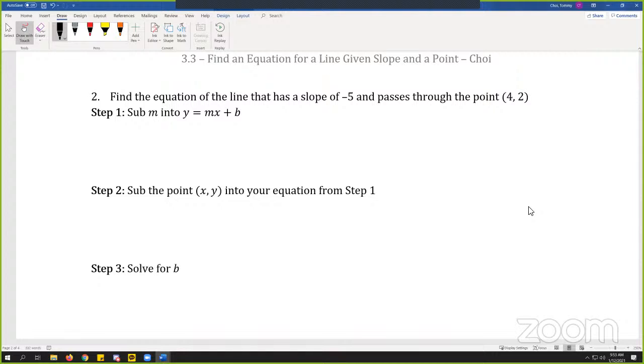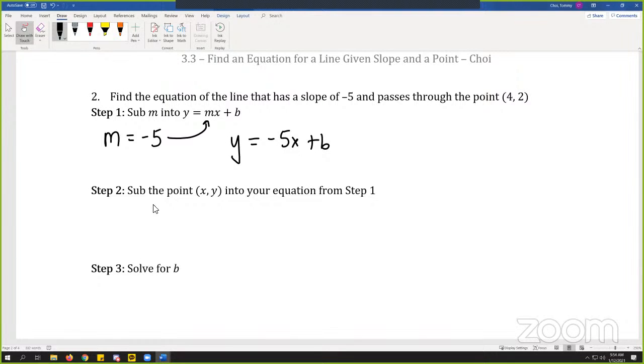So number 2, find the equation of the line that has a slope of negative 5 and passes through (4, 2). Okay, so the slope is negative 5 and it has to pass through (4, 2). First we substitute m into y = mx + b. So m equals negative 5, we plug it in here, and we get y equals negative 5x plus b. So we start with that.